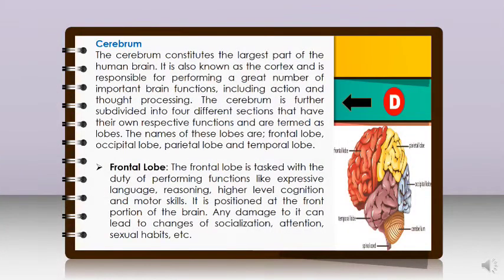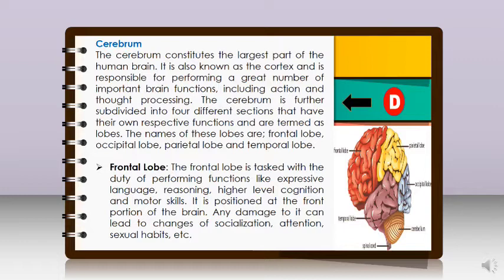So the cerebrum constitutes the largest part of the human brain. It is also known as the cortex and is responsible for performing a great number of important brain functions, including action and thought processing. The cerebrum is further subdivided into different sections that have their own respective functions, and these are termed lobes. The names of these lobes are the frontal lobe, occipital lobe, parietal lobe, and the temporal lobe.